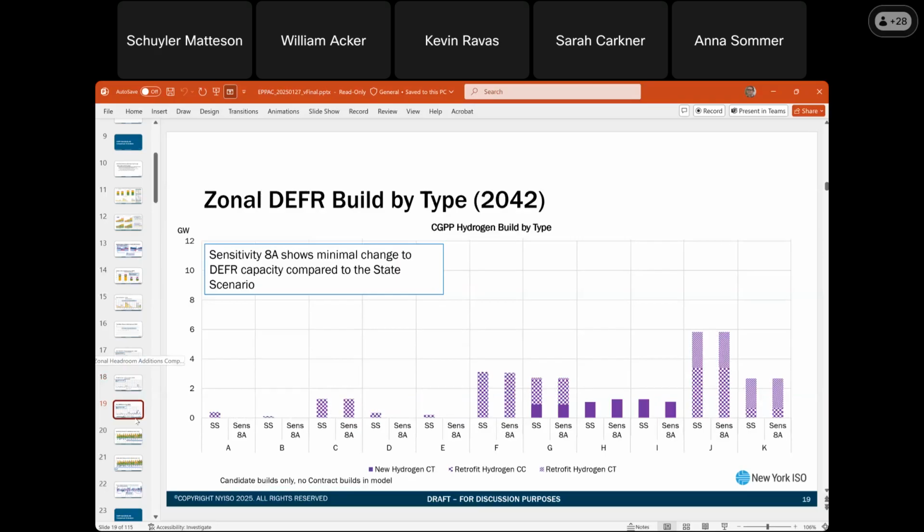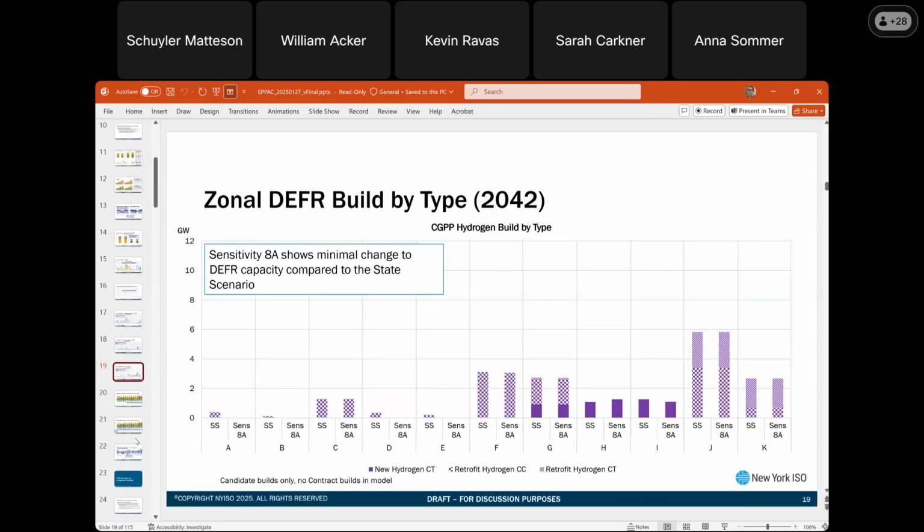So that does bring me to the end of sensitivity 8A here. So we can move on to the case where we remove the rest of economy electrolysis, unless there are any other questions on this one.